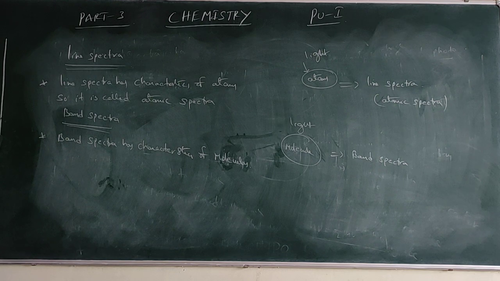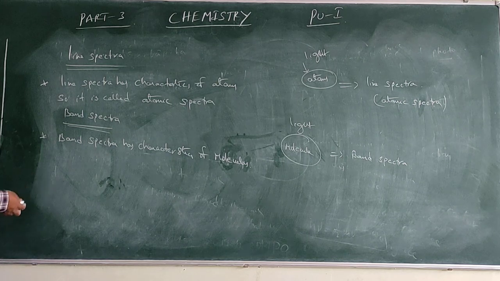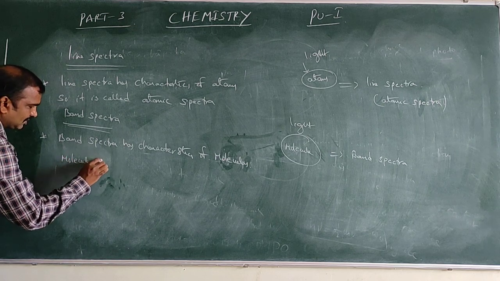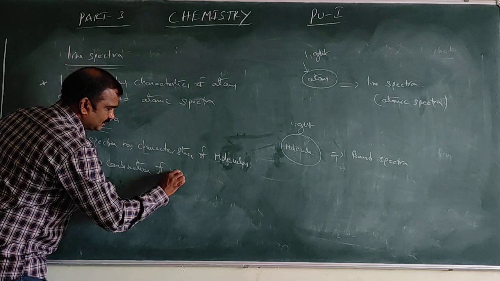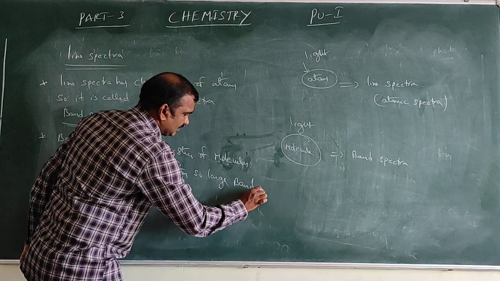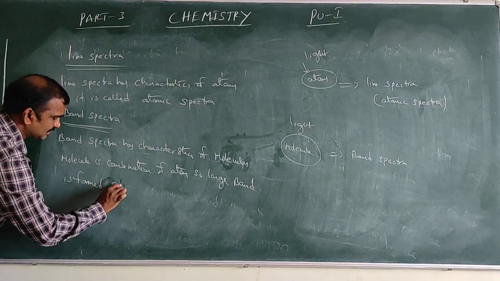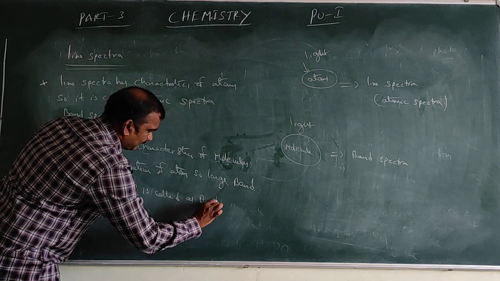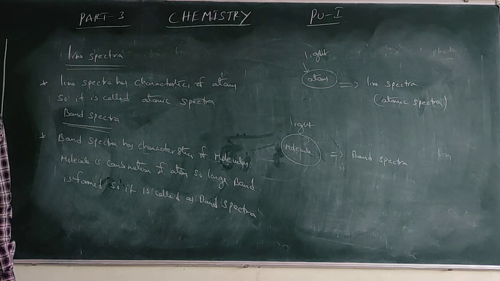Band spectrum is characteristic of molecules because molecules are a combination of a group of two or more atoms forming a molecule. So a large band is formed. So it is called a band spectra. That is about line spectrum and band spectra.